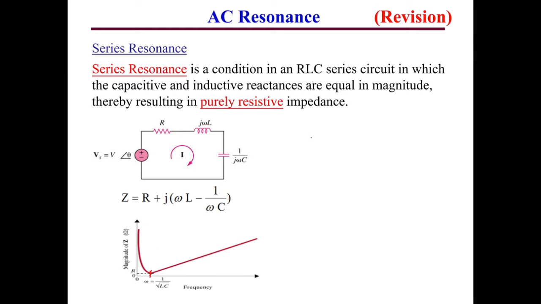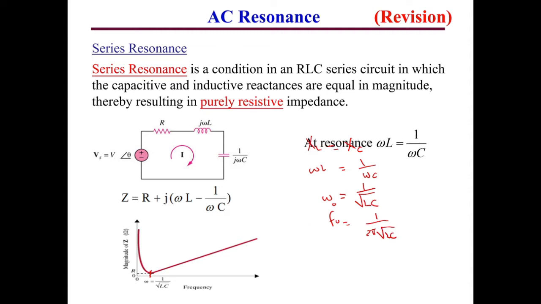And of course, resonance will occur when XL is equal to XC. And we know that XL is equal to omega L, XC is equal to 1 over omega C. So as a result, the resonance frequency omega naught will be equal to 1 over root LC, or f naught will be equal to 1 over 2 pi root LC. So this one we call series resonance circuit.